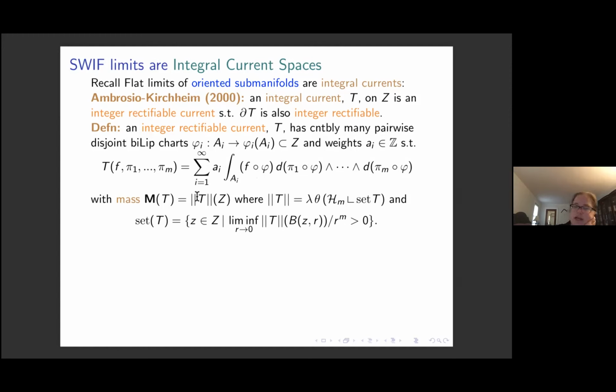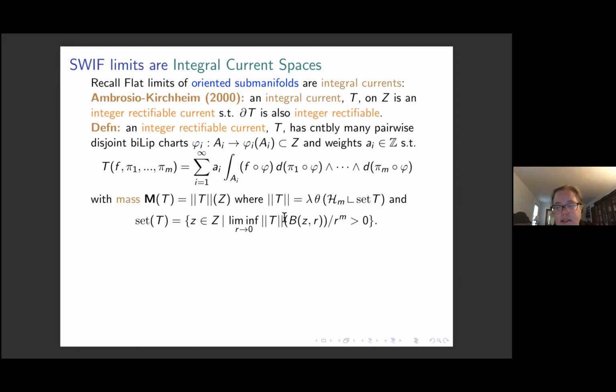The mass of these sets is the mass measure of T on Z, where the mass measure equals some lambda, which is called an area factor, that was bounded above and below by constants depending on dimension, theta, which was a weighted function which depended on the a_i, and the Hausdorff measure H^m restricted to the set of T. The m again here is matching the dimension of the integral current, matching the dimension of the tuple. And the set of T is the set of positive density.